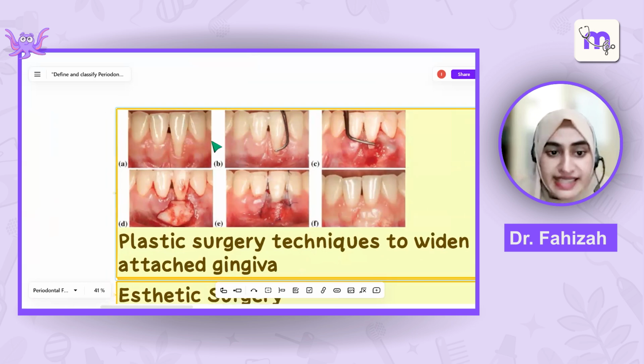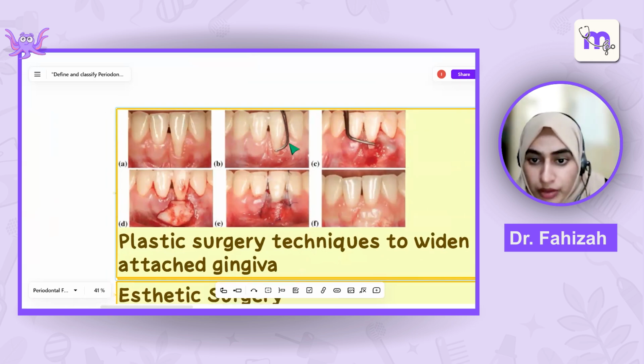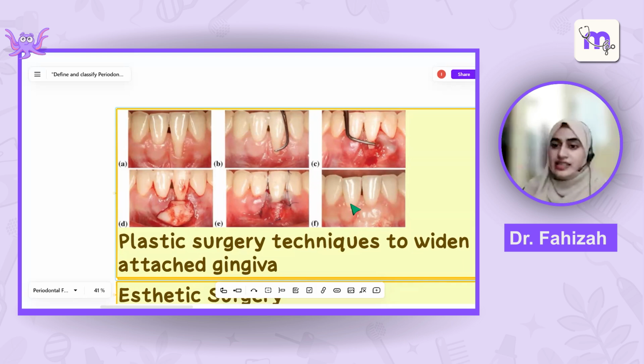So if you see in this case, you can see there is a root recession over here. You do a proper root planing and then you open the flap. You prepare the recipient bed, this is called. Then you get a graft tissue over here. Then you place it, suture it, and then you place it back. So that becomes your aesthetic surgeries or the plastic surgeries.